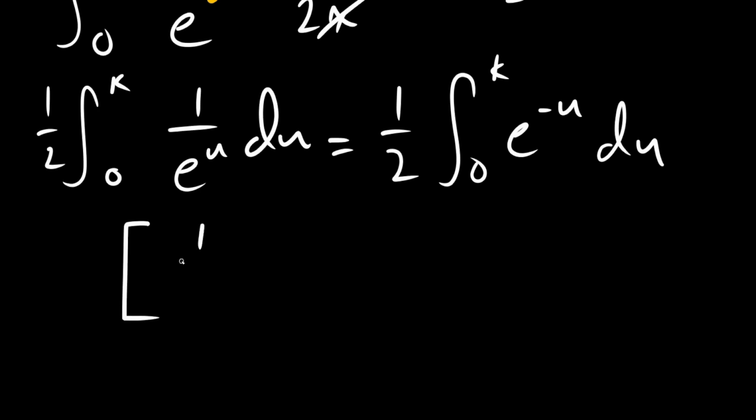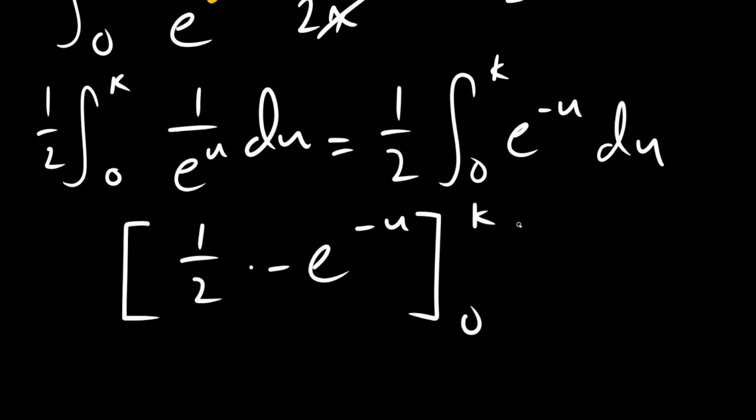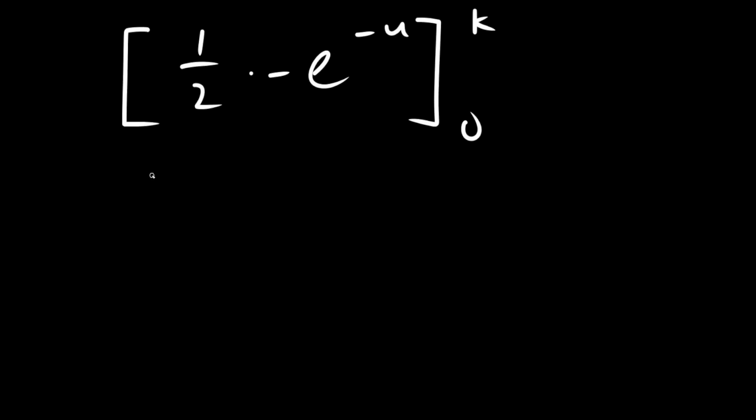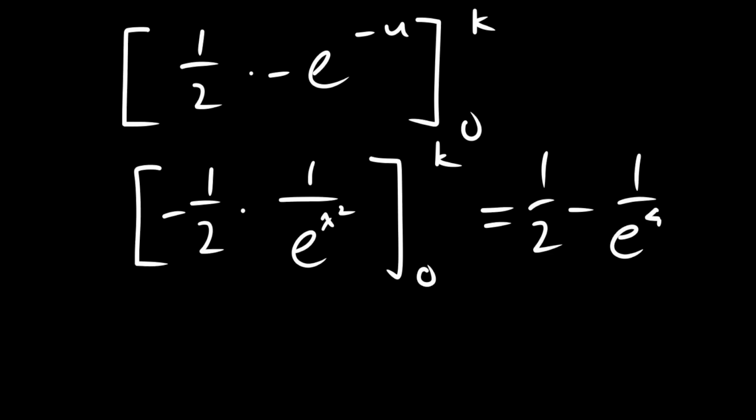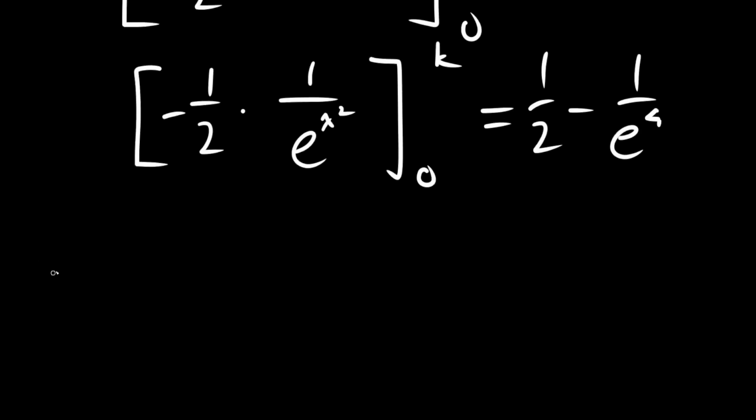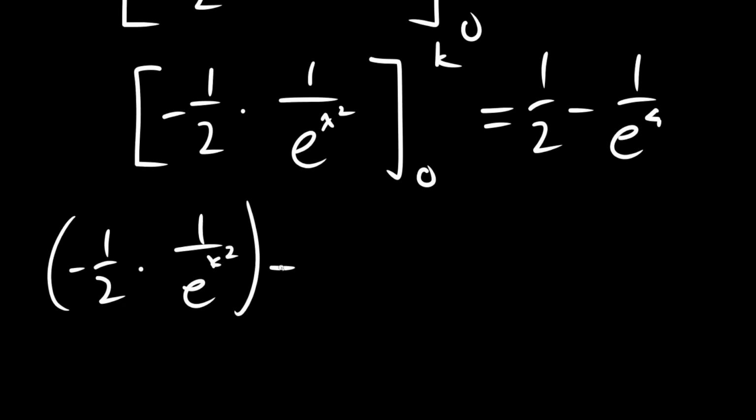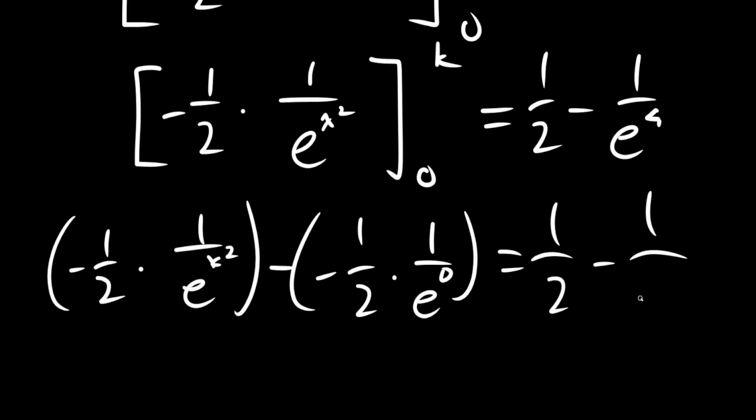So we'll get that the function we need is 1/2 times negative e to the negative u from 0 to k. And I'm going to plug in our u value again. So this is the integral from 1/2, -1/2 then, because I'm going to move it to the front, 1 divided by e, and our u was x squared, and we go from 0 to k. So we have to solve for k, where it equals this area. So let's plug in our values. So we're going to have -1/2 times 1 over e to the x squared, which is k squared, minus -1/2 times 1 over e to the x squared, which is 0 squared, is just 0, should equal 1/2 minus 1 over e to the 4th.